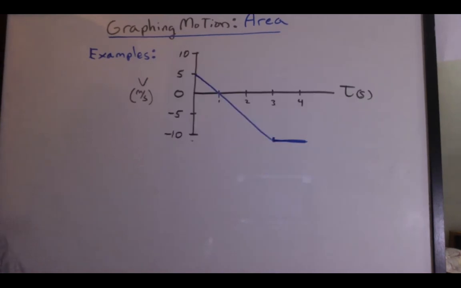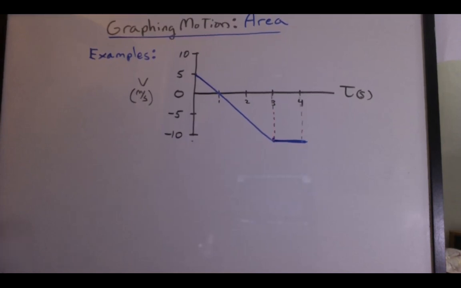Now here's a challenge for you. We're going to start off at 5 meters per second. The object's going to reach negative 10 meters per second in 3 seconds, and then remain at negative 10 meters per second for another second. You need to pause this video and try to make a position versus time graph.